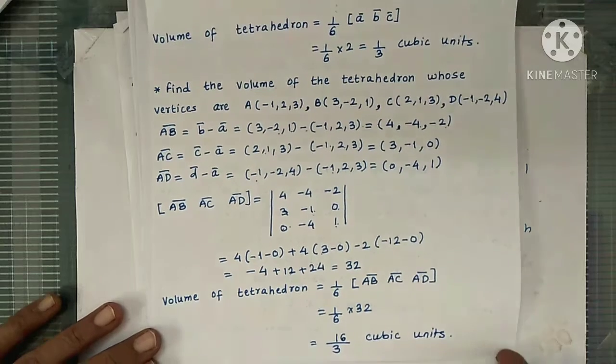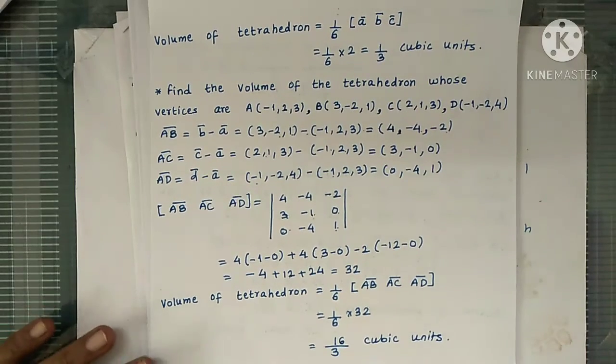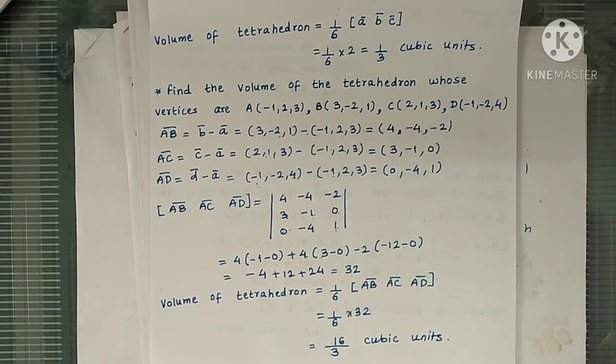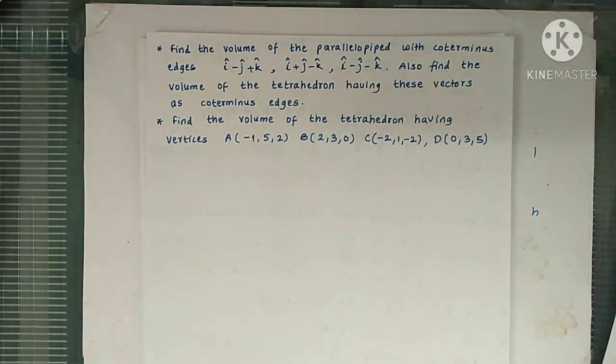So instead of giving A bar, B bar, C bar directly, now the vertices are given. So first of all, we have to find out the coterminous edges, and applying the result, we can find the volume of the tetrahedron. So this is your today's assignment. Find the volume of the parallelepiped with coterminous edges i cap minus j cap plus k cap, i cap plus j cap minus k cap, and i cap minus j cap minus k cap. Also find the volume of the tetrahedron having these vectors as coterminous edges.